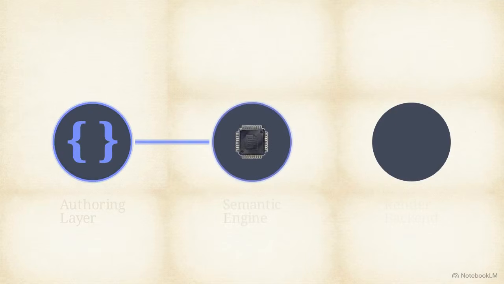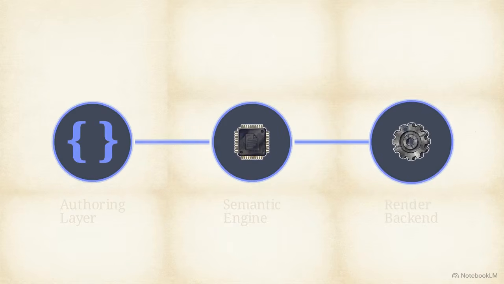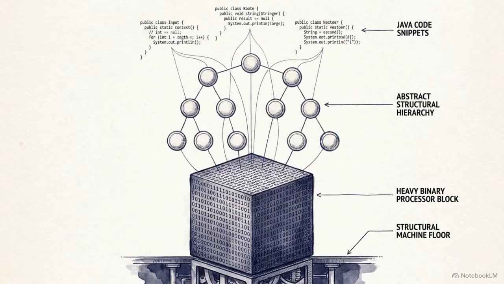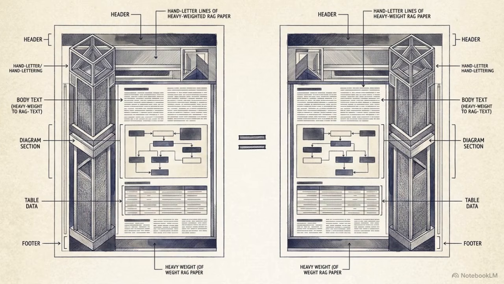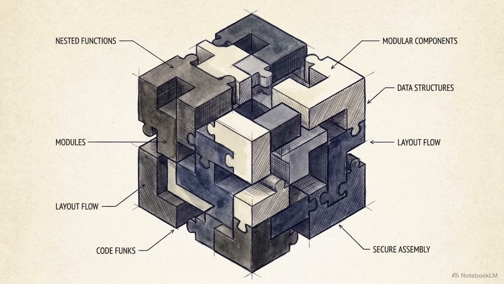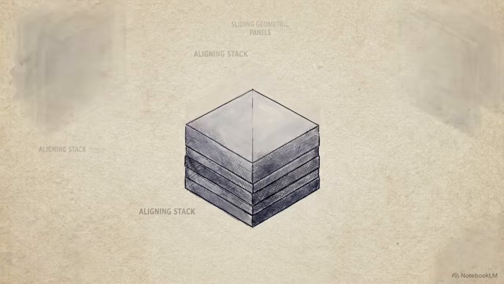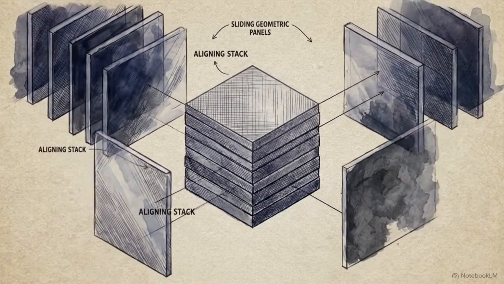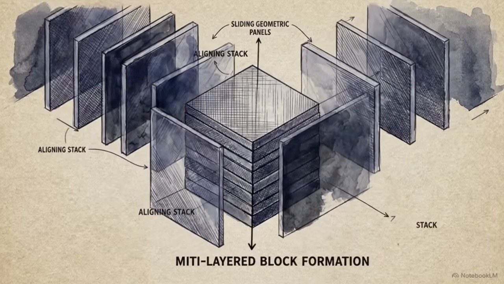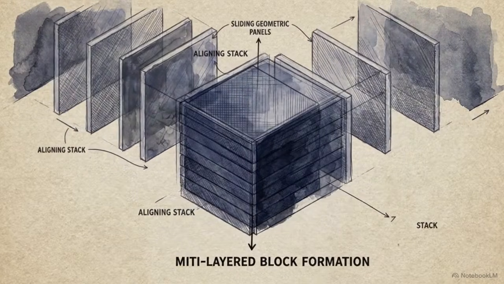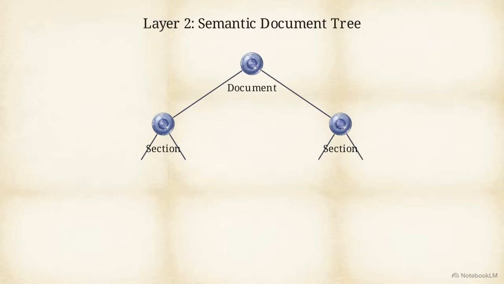To understand how this works, we can trace the execution pipeline step by step, from the initial Java code all the way down to the final binary output. Removing the manual math allows the document generation process to function as a deterministic system rather than a series of manual layout adjustments. The pipeline begins at Layer 1, the authoring layer, powered by a fluent Java DSL. Here, developers map out their business logic using high-level structural primitives, assembling layer stacks and defining global theme tokens. When that code executes, it generates Layer 2, the semantic document tree.